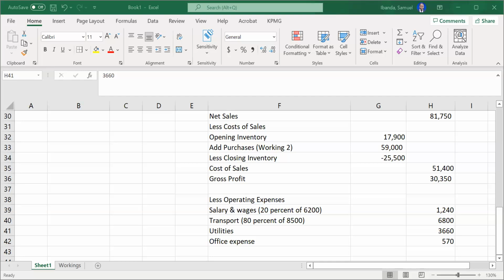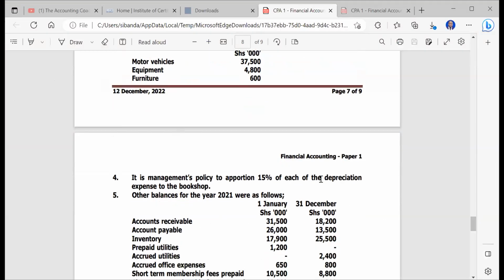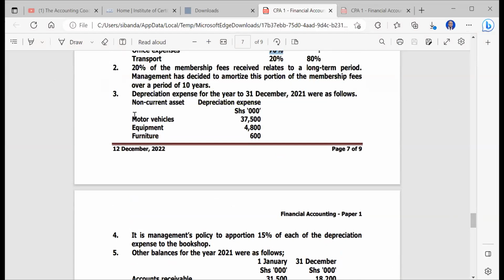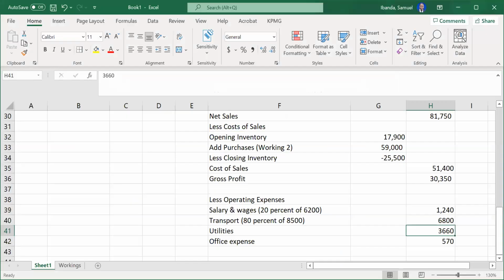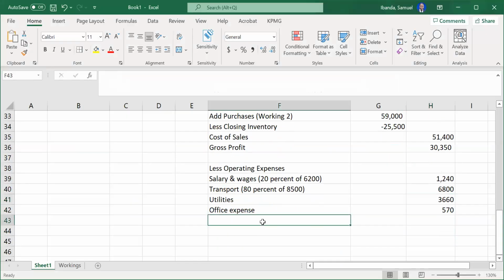So the next thing is look for other expenses. Now depreciation. Remember what they told us about depreciation? They told us 15% of each of these figures. So you just get this depreciation and get 15% of each of them. So you just come here.